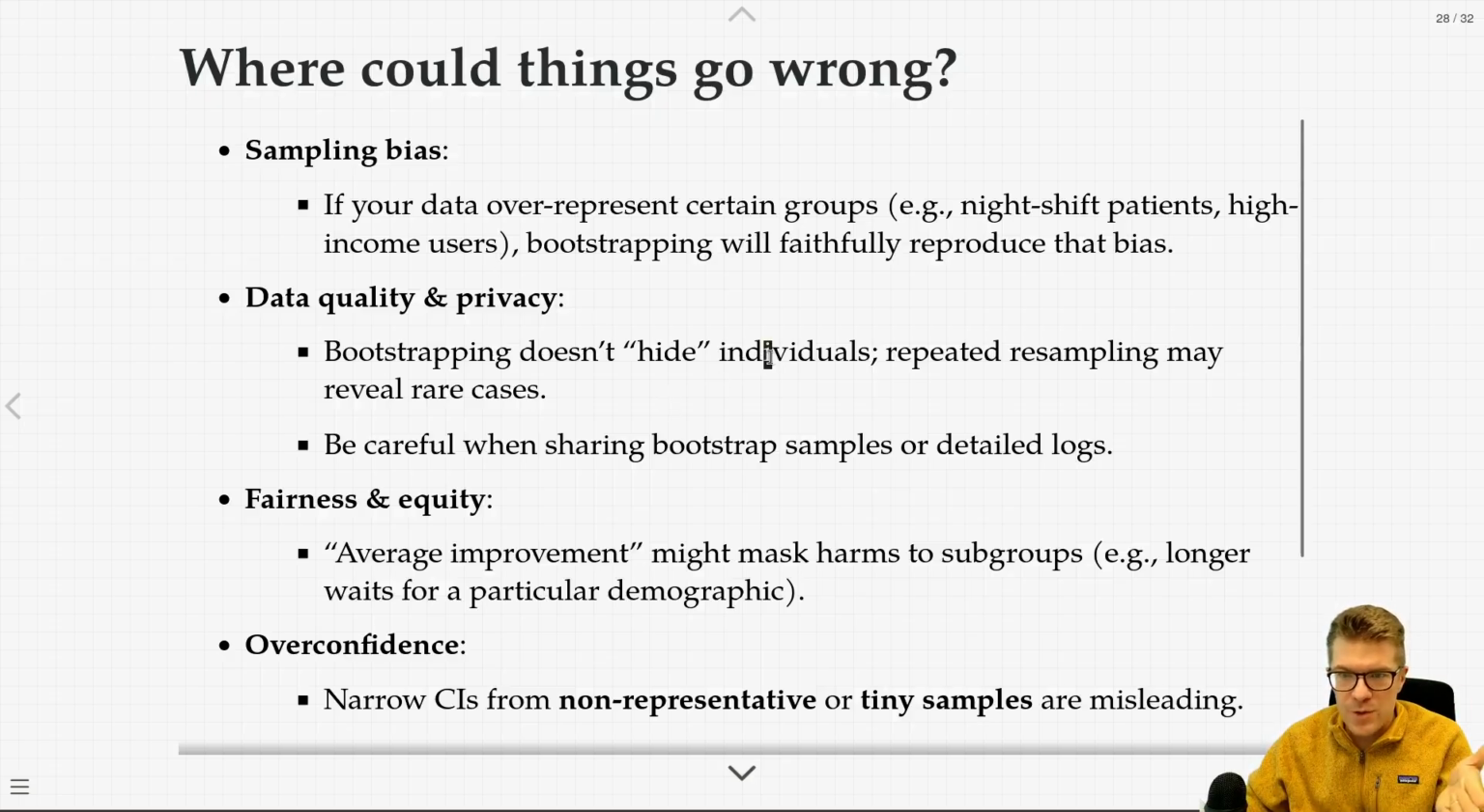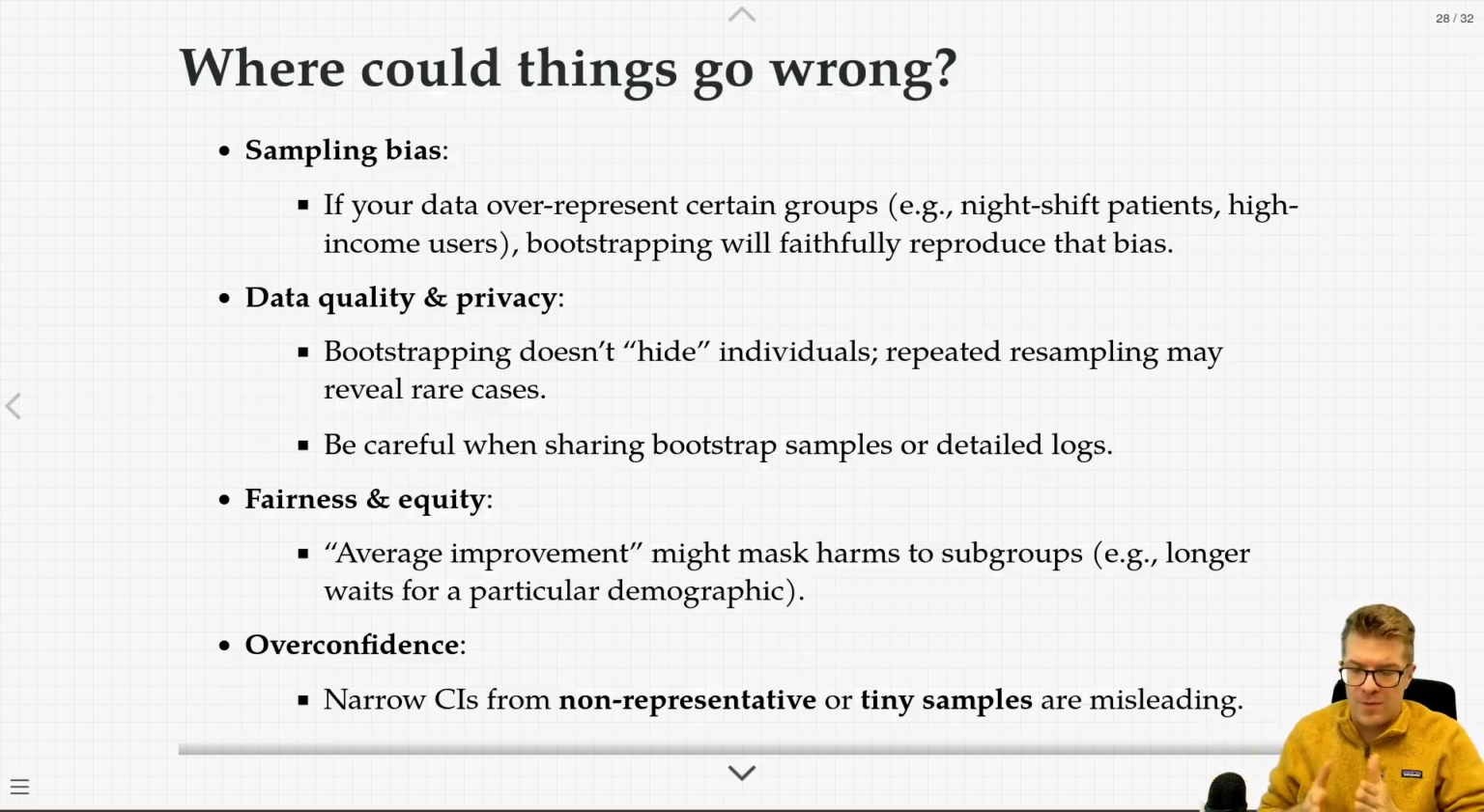Bootstrapping doesn't hide individuals, so repeated resampling may reveal some rare cases. It might expose problems of privacy. This is a bit of a stretch, so I don't think we'll need to get into it too long here. But if you're doing bootstrapping and then you're going to be sharing samples, or you're going to be including logs in your reports, then occasionally when you're doing bootstrapping, that is a way to identify which samples are very rare. And then that can be used to re-identify individuals. So it's a way of breaking privacy.